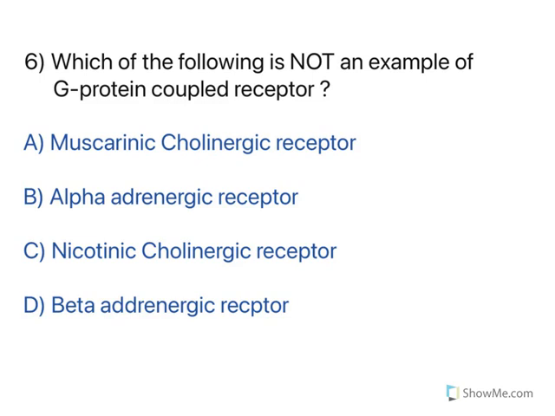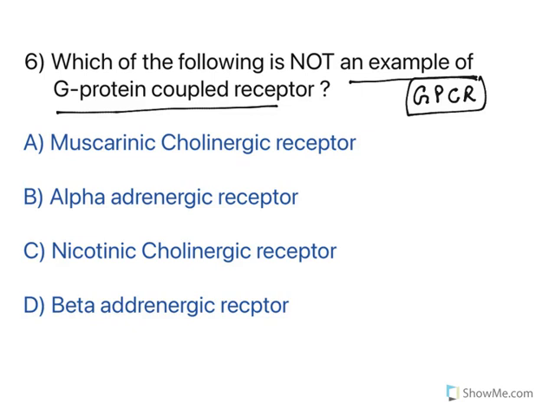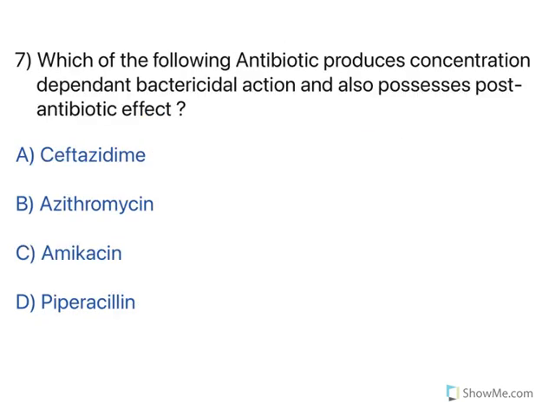Moving to the next one. Which of the following is not an example of G protein coupled receptors? See, 70% of the drugs target G protein coupled receptors, a very prominent group. Now the muscarinic cholinergic receptor, yes, it is a G protein coupled receptor. Alpha adrenergic, beta adrenergic, yes, both of them are G protein coupled receptors. What is the odd man out? The nicotinic cholinergic receptor is an ion channel receptor. This is not a G protein coupled receptor, rather it is an ion channel receptor, a simple one.